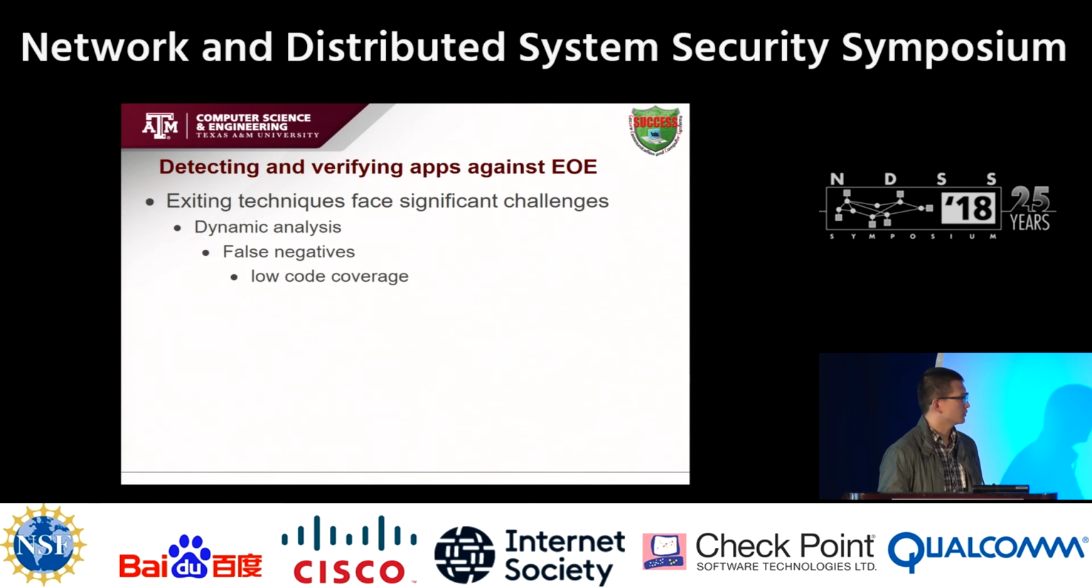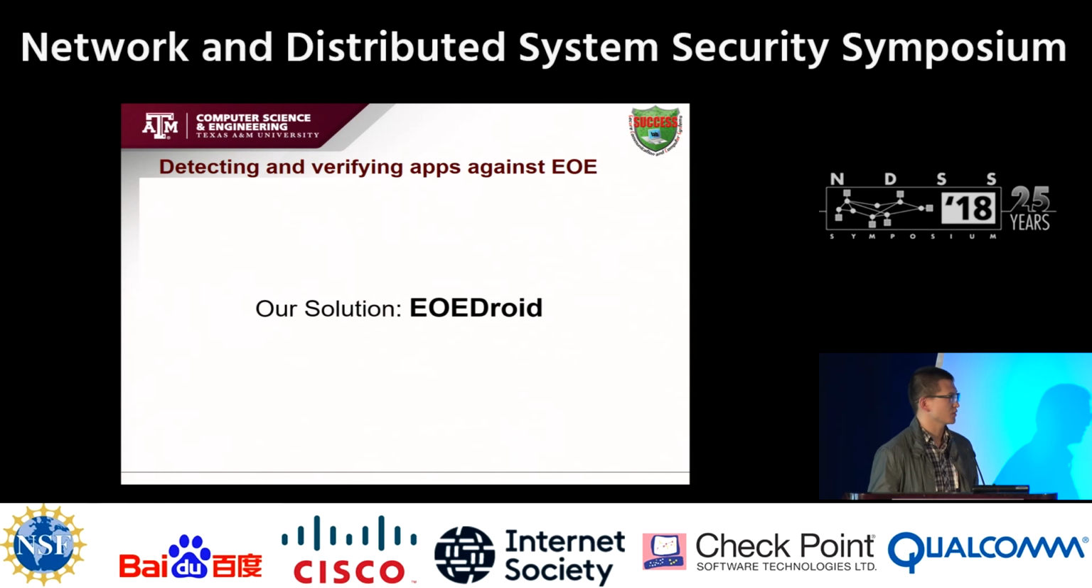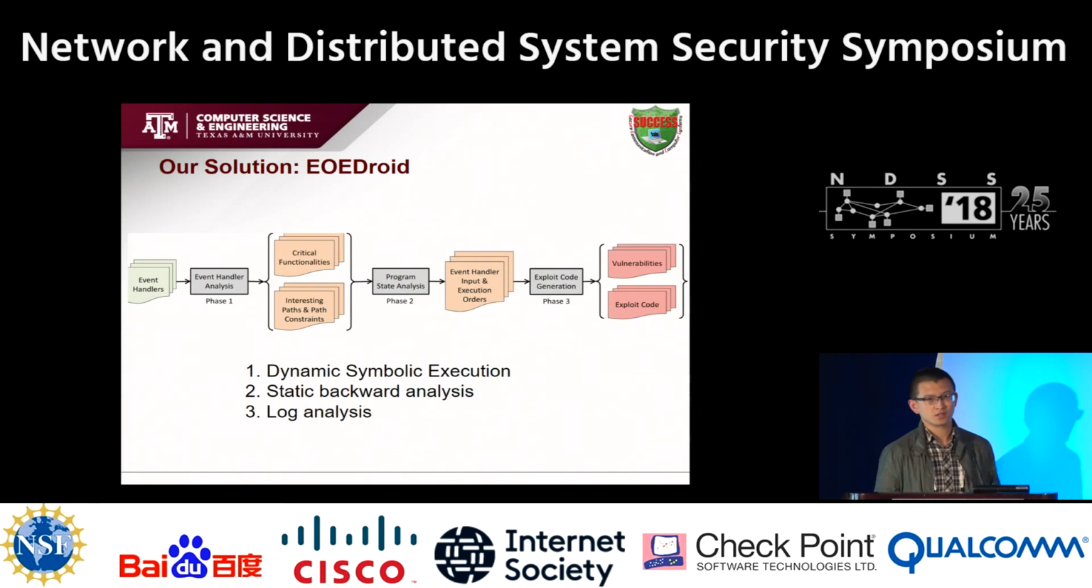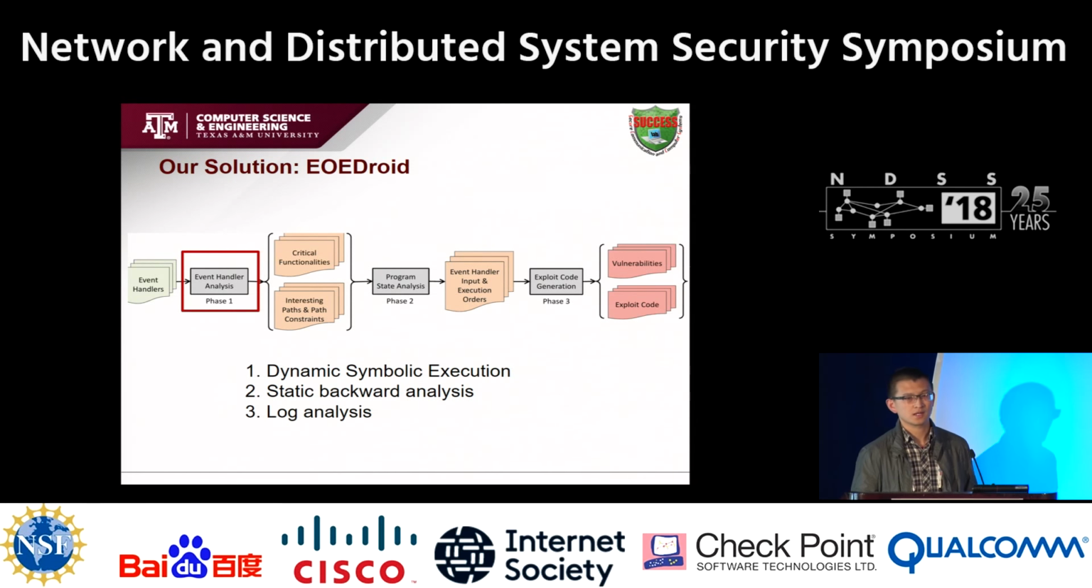Maybe I can quickly pass this part and go directly to our solution. Instead, we propose a new solution called EOEDroid. EOEDroid consists of 3 stages. Firstly, we use symbolic execution to analyze all event handlers and to identify critical functionality that may be leveraged by attackers.